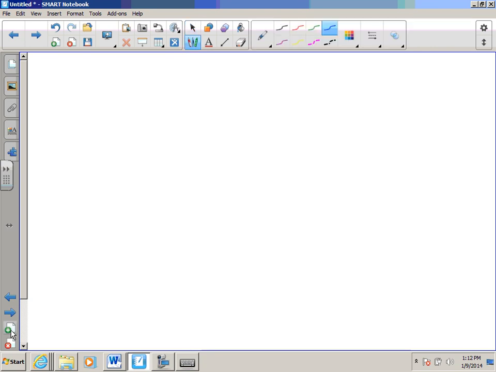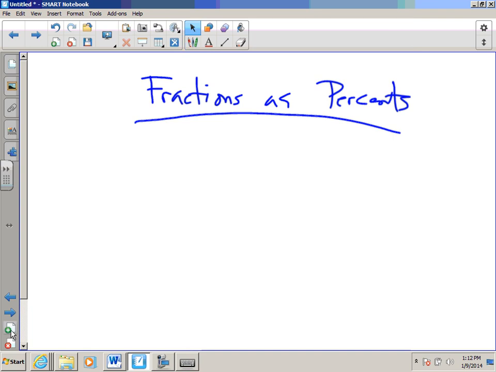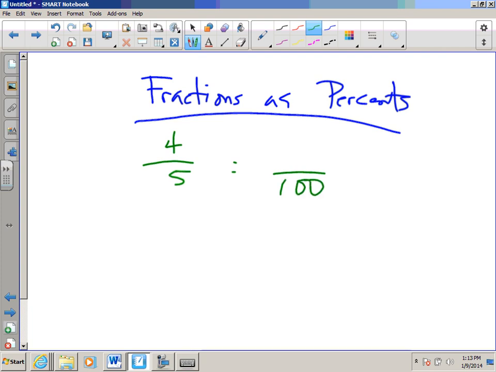Fractions as percents. That's where we take a fraction, say 4/5, and in order to put it into a percent, I just need to compare it to another fraction with what as the denominator? 100. Now what we have is one of those proportions that we can set up. First thing we look for is the relationship. Is there one from 5 to 100? Times 20. So then 4 times 20 must be 80%.